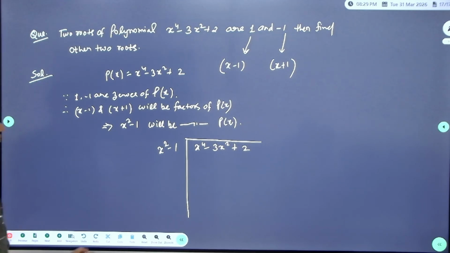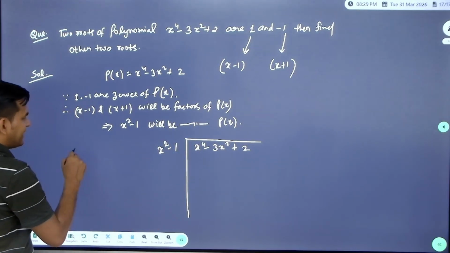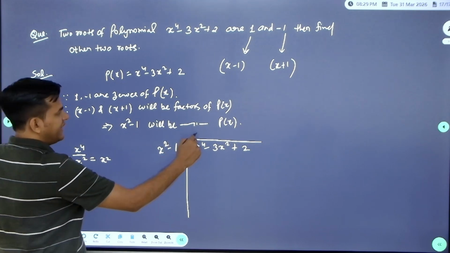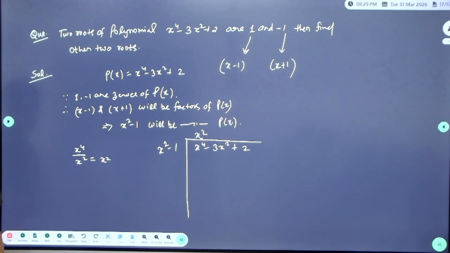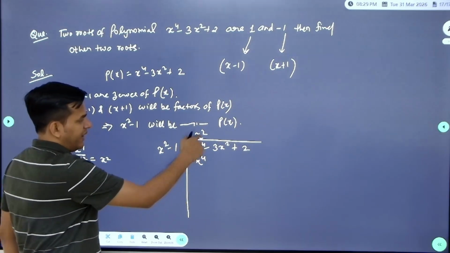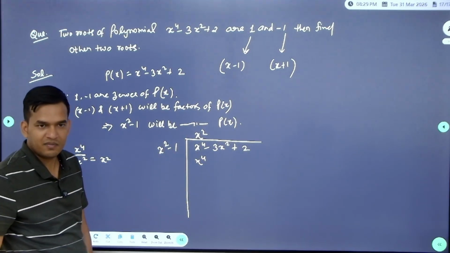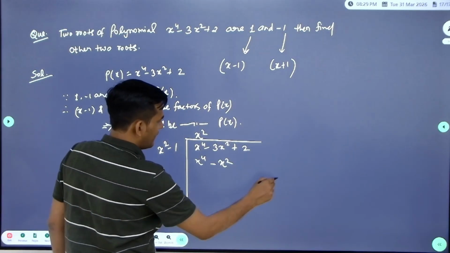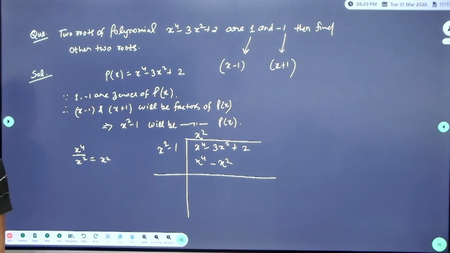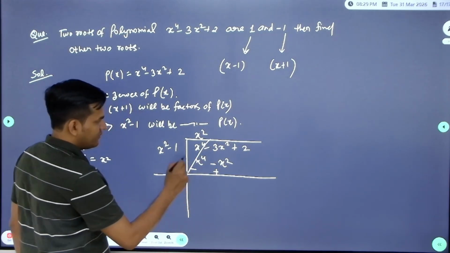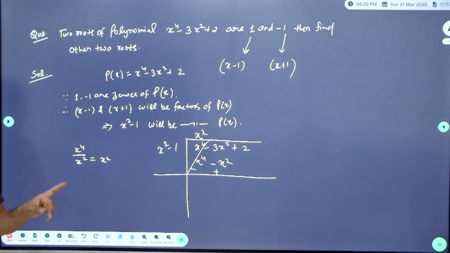So x to the power 4 by x square, you get x square. So write x square here. Now multiply x square with x square minus 1: x to the power 4, minus x square. Then subtract. So this becomes negative, this becomes positive. Minus 3x square plus x square.